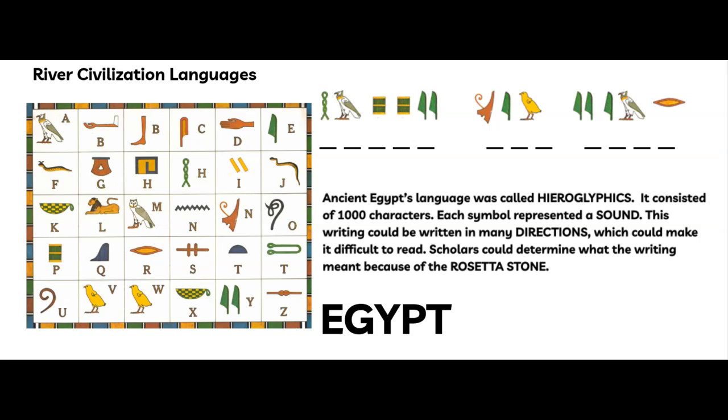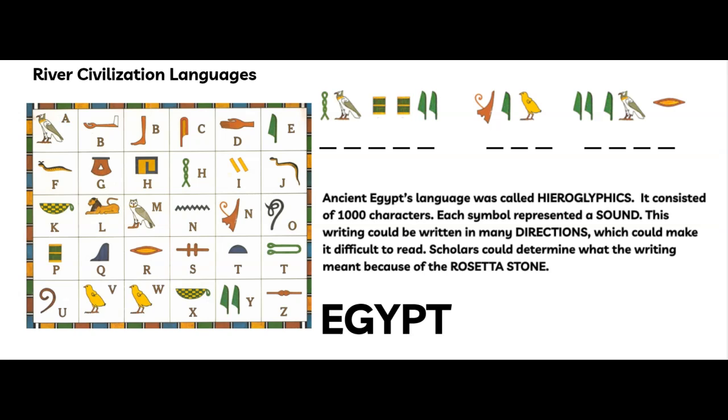I am going to tell you a little bit about Egypt's language, however. Ancient Egypt's language was called hieroglyphics. It consisted of 1,000 characters, and each symbol represented a particular sound. That'll actually be different than some of the other languages we'll look at. This writing could be written in many directions, from left to right, from right to left, up and down, which could make it difficult to read.